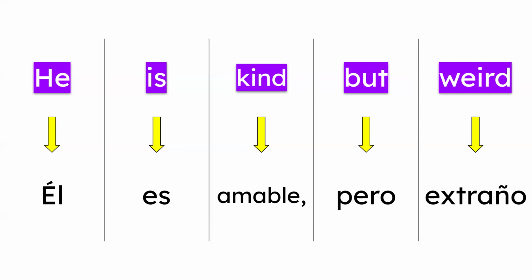Él es amable, pero extraño. Or pero un poco extraño, but a little weird. Un poco extraño. Okay, repeat the sentence after me. Él es amable, pero extraño. Muy bien.